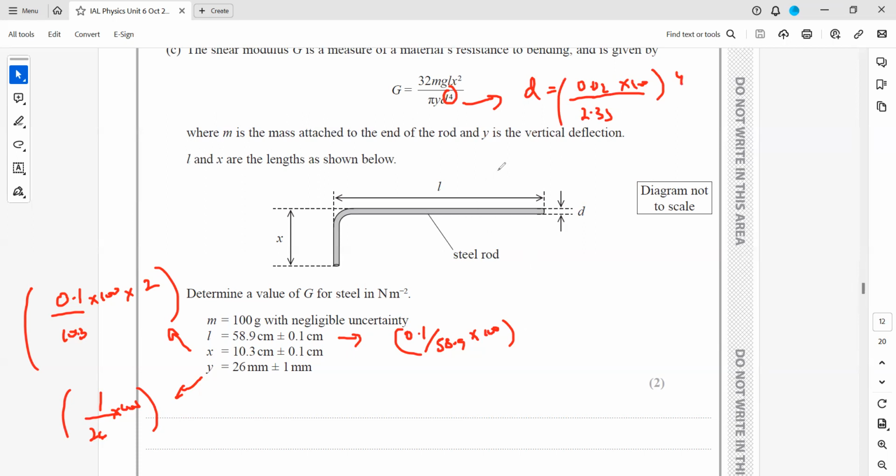And then we'll get the uncertainty of each of them. This will be the uncertainty in X square, this is the uncertainty in Y, this is the uncertainty in L, and this is the uncertainty in D to the power 4. We just add them, and we get the percentage uncertainty, which will be about 9.4%.